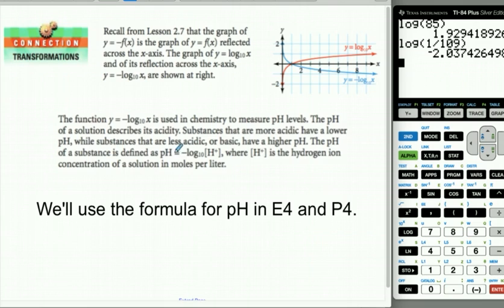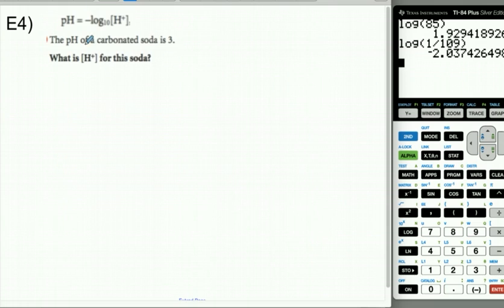We're going to use this formula in the next two examples to calculate H plus ions based on the pH. So given that the pH of a substance is the negative log base 10 of H plus, the pH of a carbonated soda is 3, and the question is what is the H plus concentration? What's the hydrogen ion concentration for this soda? So 3 equals negative log base 10 of the H plus concentration.